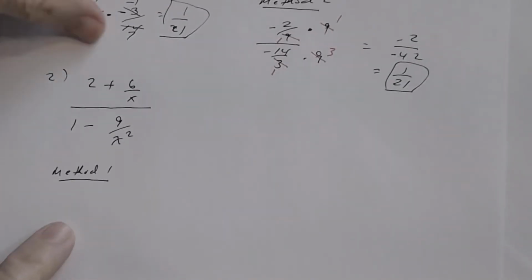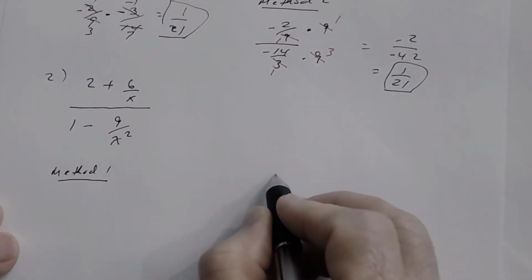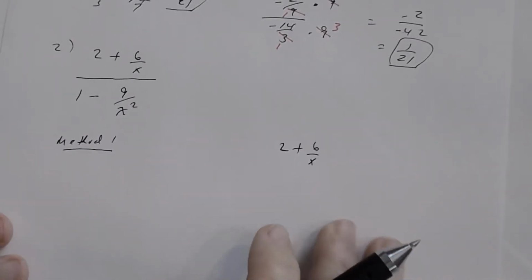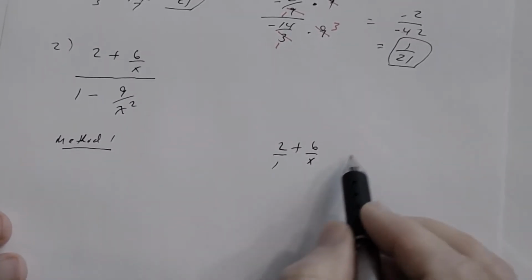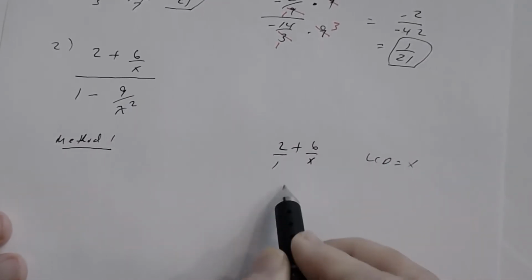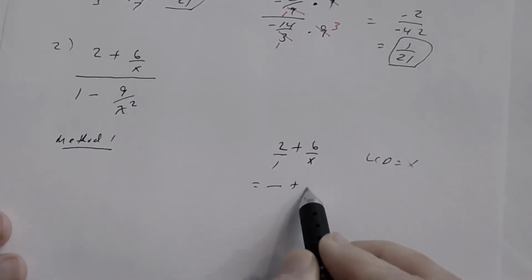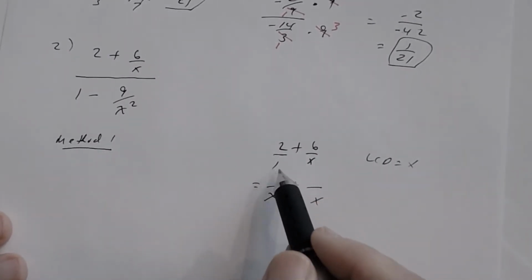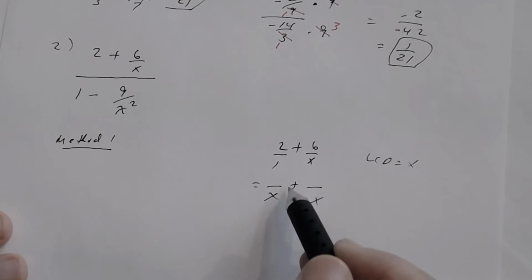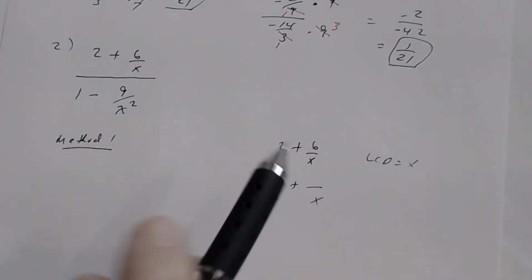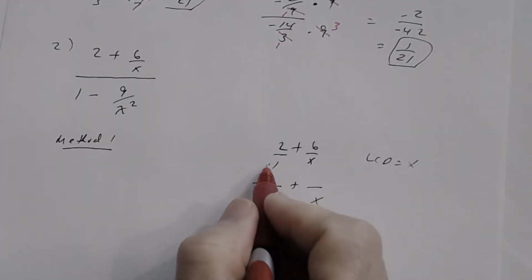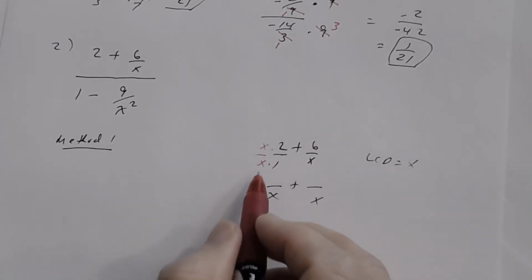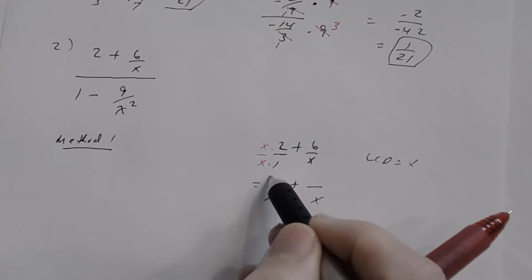So method 1, remember, you take the numerator, which is 2 plus 6 divided by x, and you have to write it as one fraction. I'm going to write the 2 as 2 over 1. So the LCD here is x. So I'm going to write 2 rational expressions with x as the denominator. So the question is, 2 divided by 1 is equivalent to what fraction with a denominator of x? Notice I have to multiply this by x, and what I do to the denominator, I have to do to the numerator. So 2 times x is 2x, so that goes here.